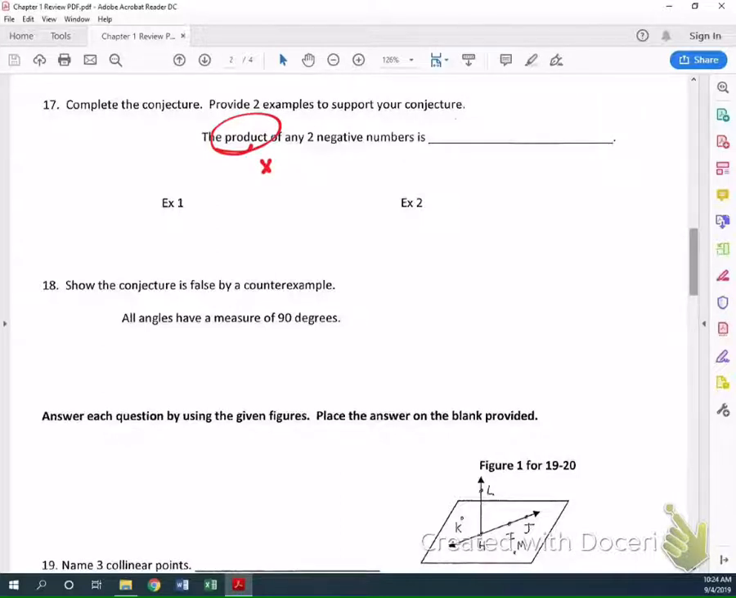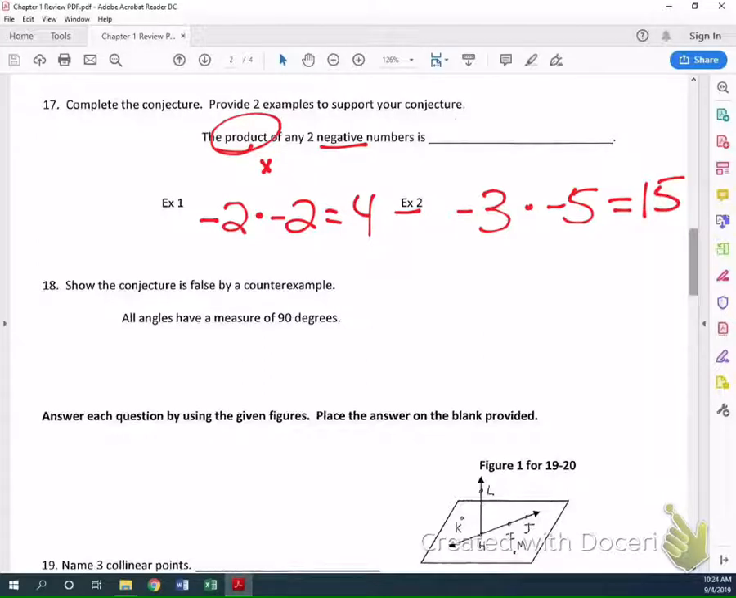Multiplication. The product of any 2 negative numbers. Okay, so give me a negative number. -2. Times, give me another negative number. -2. That gives me a positive 4. All right, give me another negative number. -5. -3. -5. That gives me positive 15. So they're all going to be positive numbers.